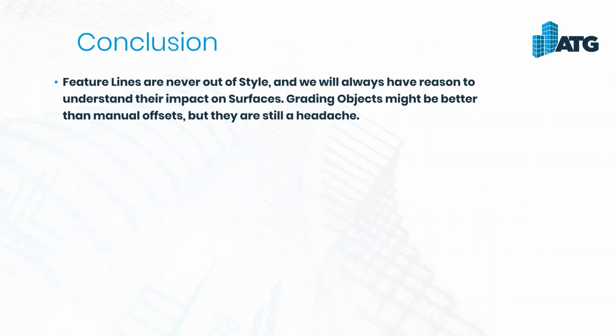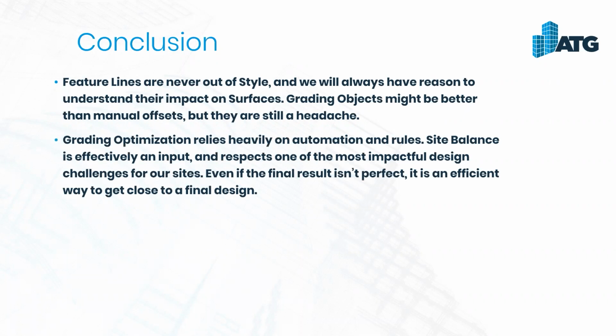So in conclusion, Civil 3D feature lines will never go out of style. We will always have a reason to understand their impact on our surfaces, and grading objects could be better than manual offsets, but they have their own headaches associated with them. Grading optimization does rely heavily on automation and on rules. Our site balance is effectively an input, and it respects one of the most impactful design challenges for our sites. Even if the final result isn't perfect, it is an efficient way to get close to a final design or to rule in or out potential design alternatives.